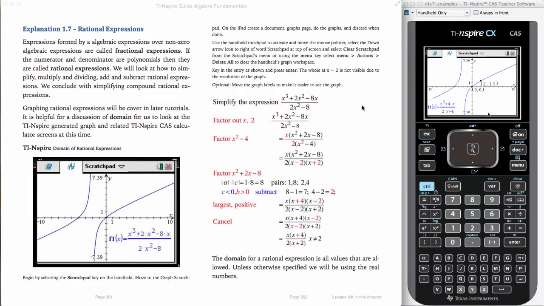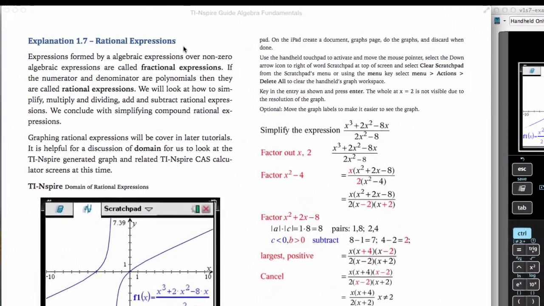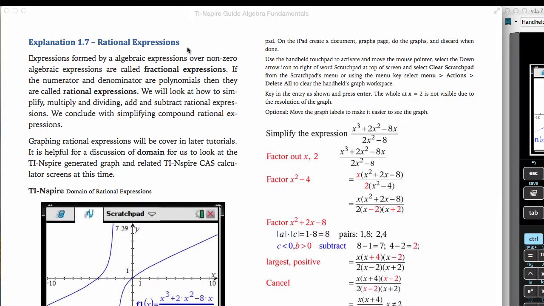In Chapter 7 of Volume 1, Rational Expressions. The first thing we do is look at what's called fractional expressions. When we have one algebraic expression over another, where the denominator is non-zero, that is what they call a fractional expression. If the numerator and denominator are polynomials, then we are dealing with rational expressions. This chapter will deal with rational expressions.